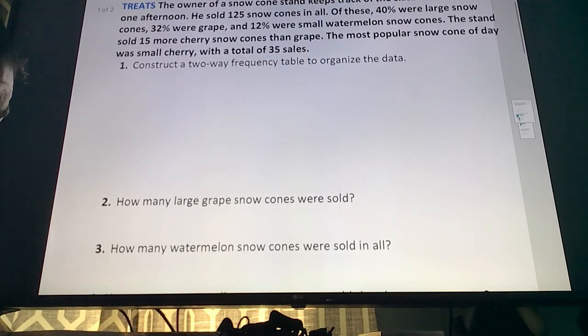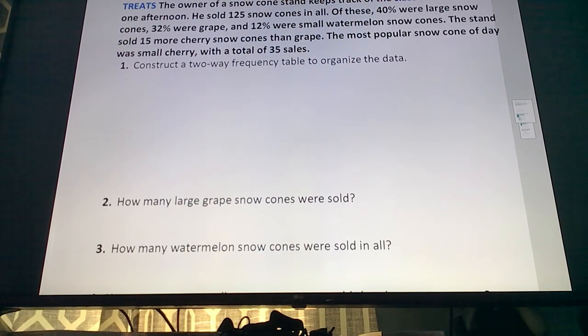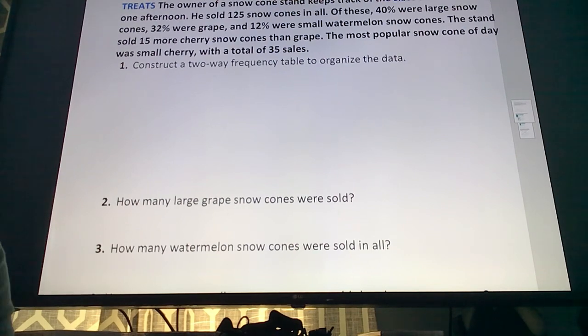So, an owner of a snow cone stand keeps track of the sizes and flavors one afternoon. Okay, so the guy sells snow cones. He sold 125 snow cones in all. Of these, 40% were large snow cones, 32% were grape, and 12 were small watermelon. The stand sold 15 more cherries than grape. The most popular snow cone of the day was small cherry with a total of 25 sales.